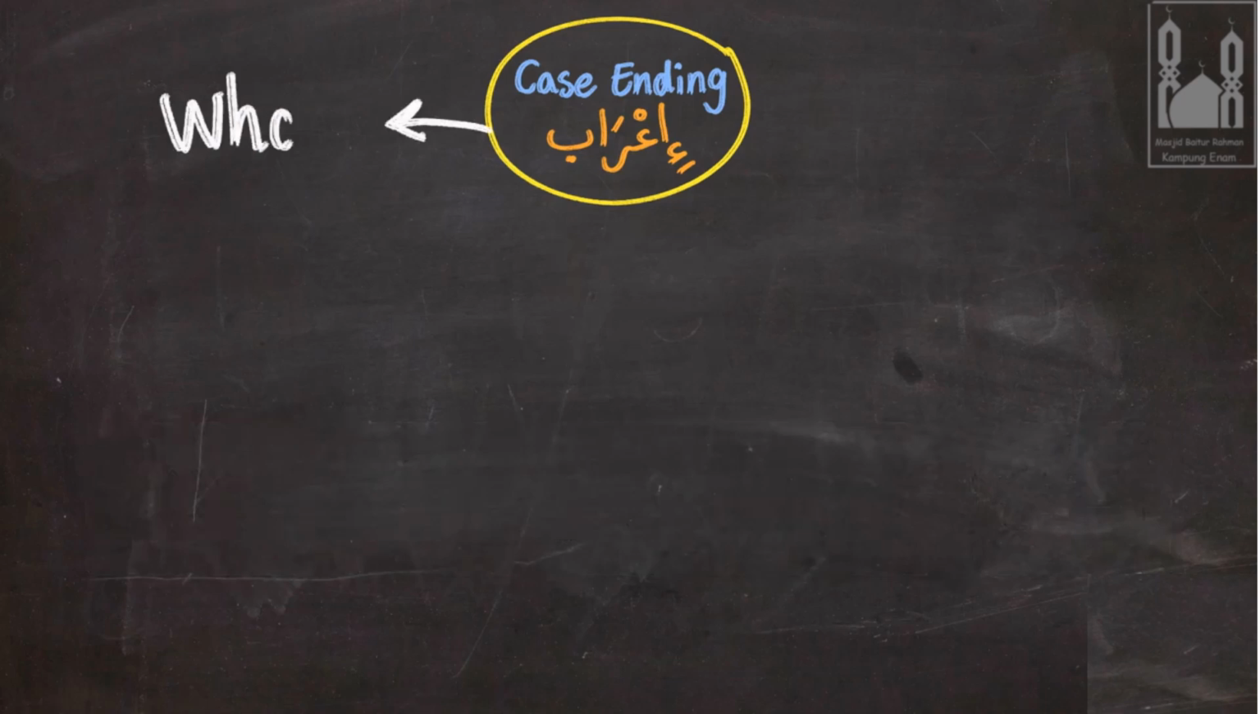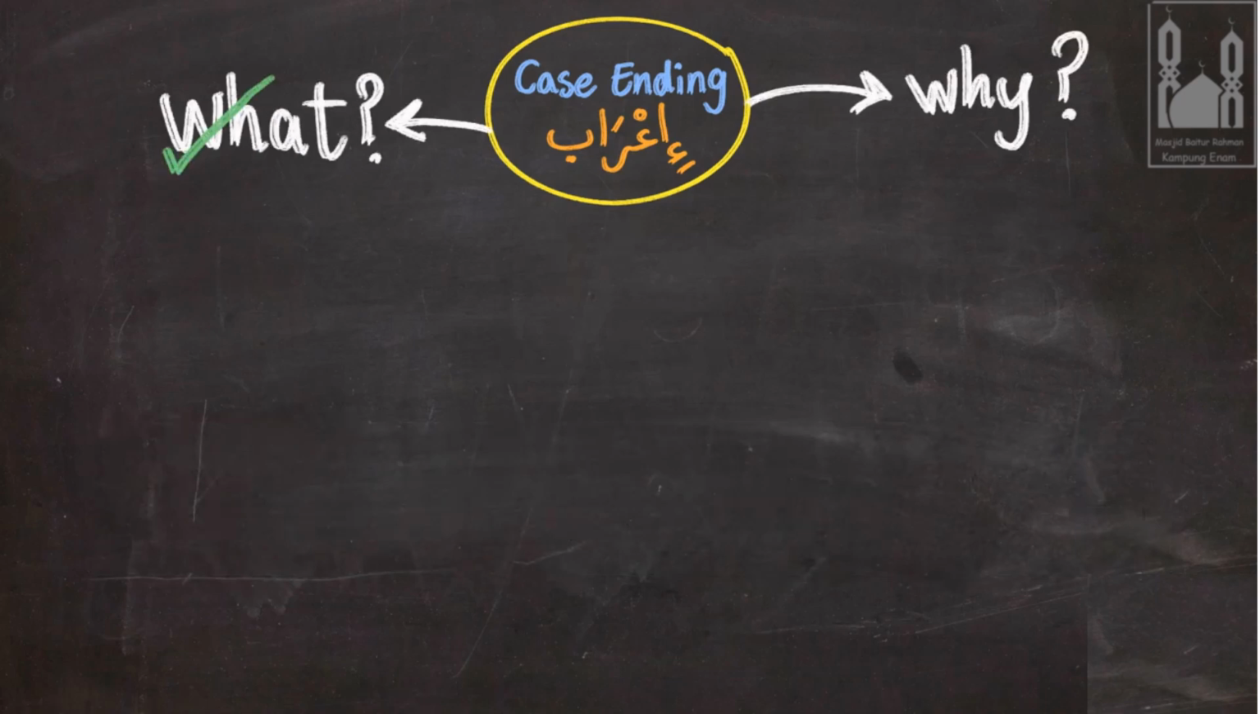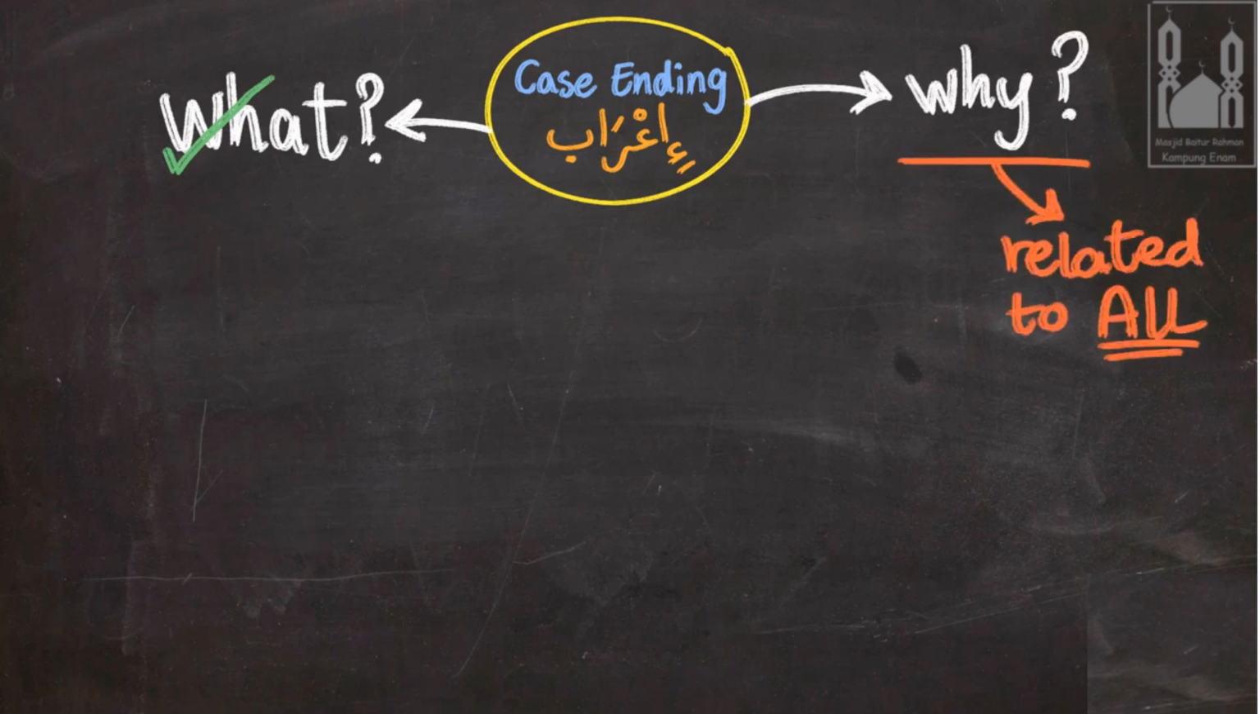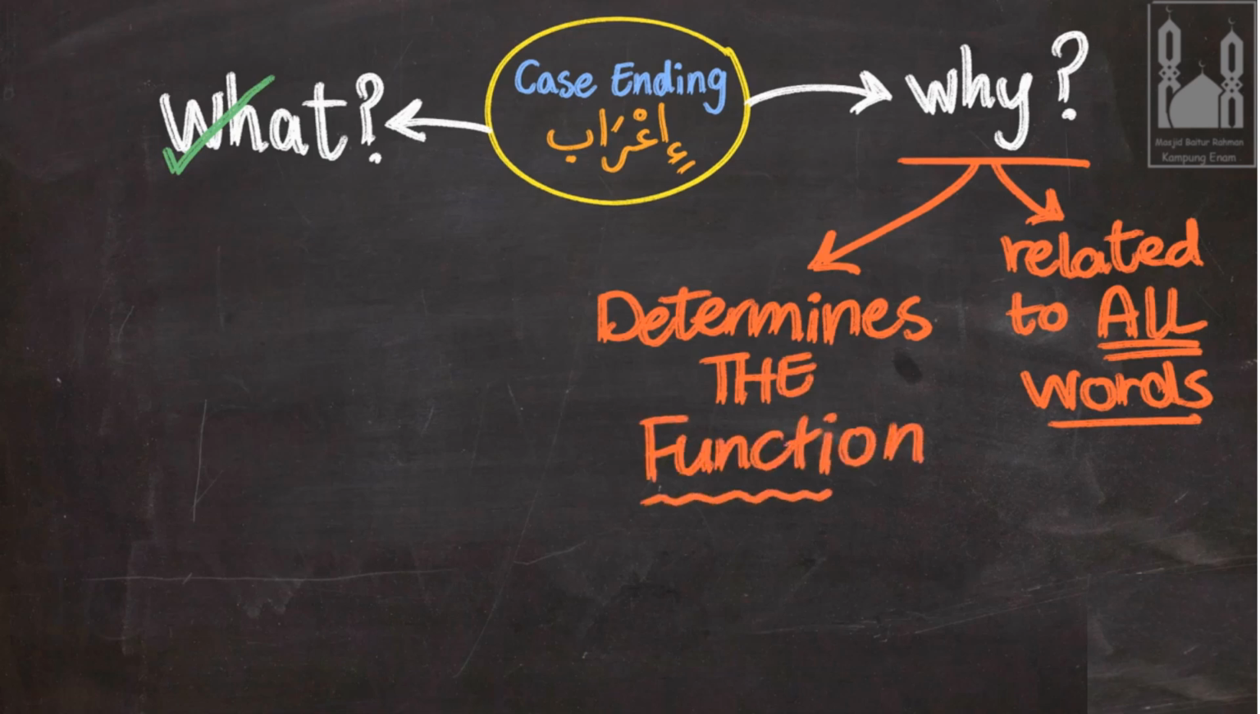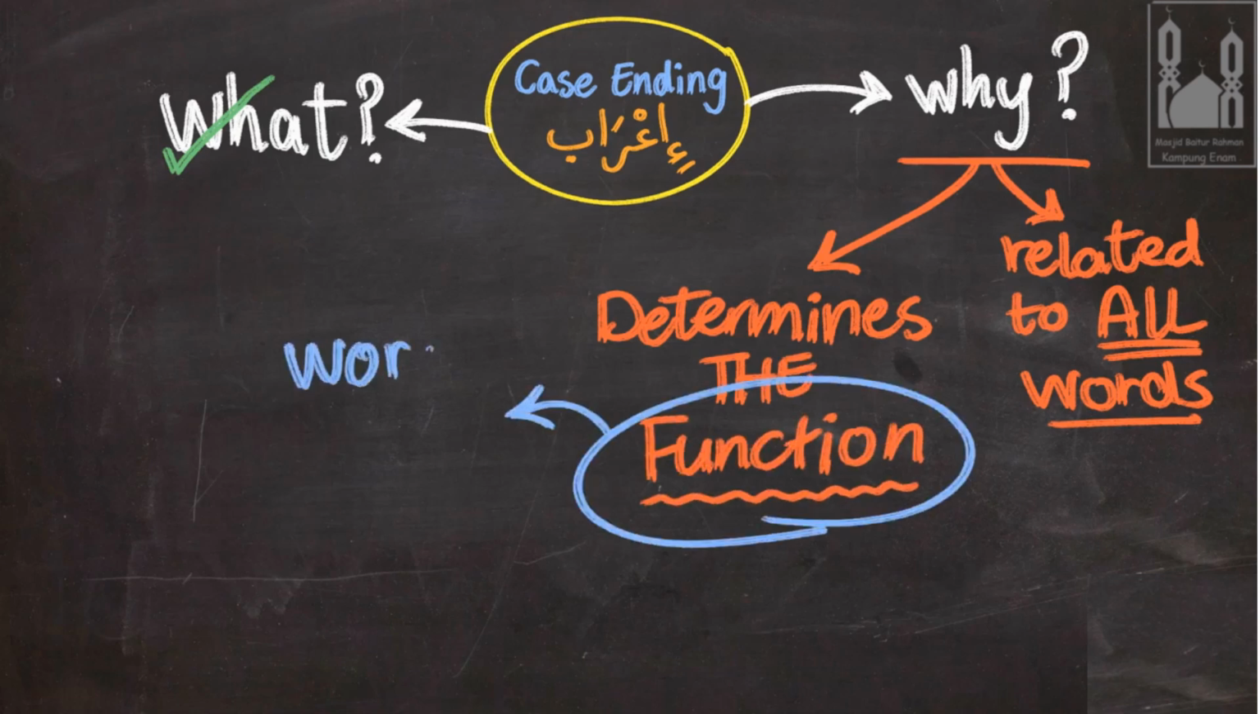So now that we know what i'rab or case ending is, why is it so important and why are we learning it now? Besides the fact that i'rab or case ending is related to every single word in Arabic, it also determines what the function of the word is in the sentence. So now you might be wondering, why would that be so important to know? Doesn't word order reveal enough information about the function of the word?